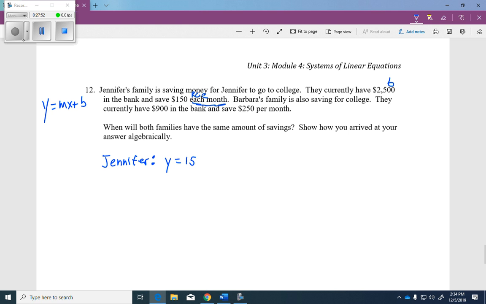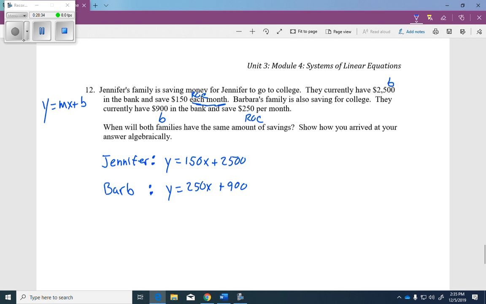So y equals 150x plus 2,500. And then I'm going to write something for Barbara's family. They currently have 900, that's their starting amount, and they save 250 a month, so that's their rate of change. Again, without going any further, I could see that Barbara starts with less, but they're saving more each month. So Barbara will catch up to Jennifer and pass Jennifer.